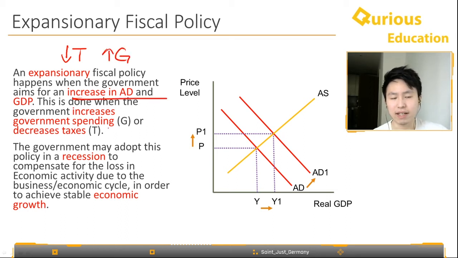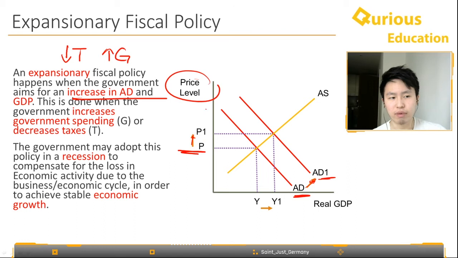So we can see that when we decrease taxes, or if we increase government spending, then we will increase the level of demand in the economy. And demand in the economy can be illustrated by this curve called the aggregate demand, which is like the total level of demand in the economy. So if we decrease taxes or increase government spending, then the level of demand would increase, and whenever it increases, AD would shift outwards.